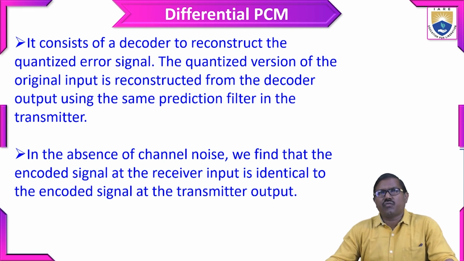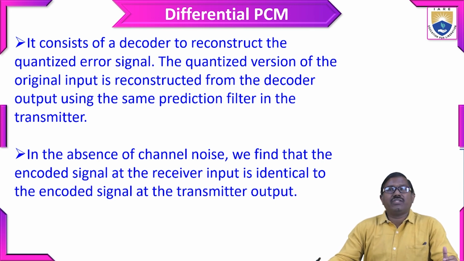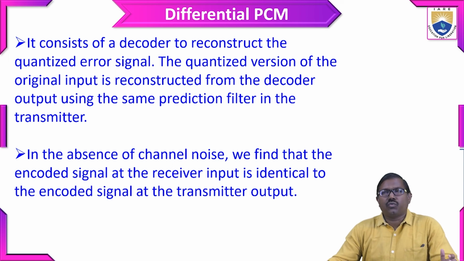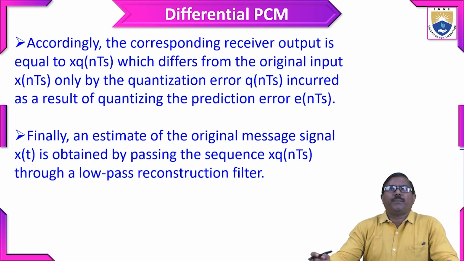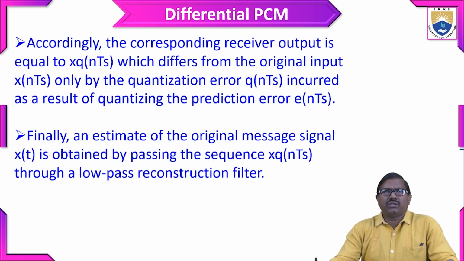In the absence of channel noise, the encoded signal at the receiver input is identical to the encoded signal at the transmitter output. Channel noise, why? Because whenever a signal enters a channel, channel noise will be added. Generally noise is additive, so it is always added. Accordingly, the corresponding receiver output equals x_q(nTs), which differs from the original input x(nTs) only by the quantization error q(nTs). When you use quantization, you get this quantization error as a result of quantizing the prediction error e(nTs).